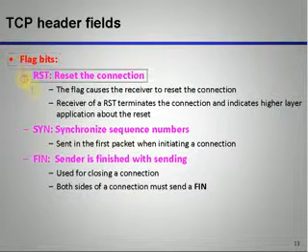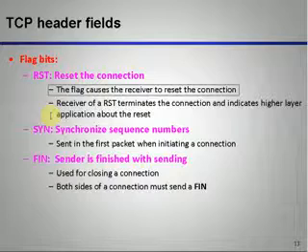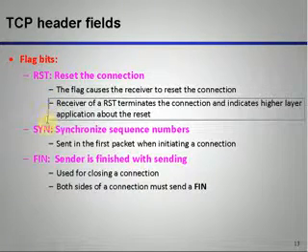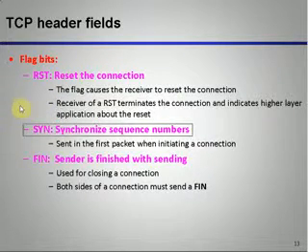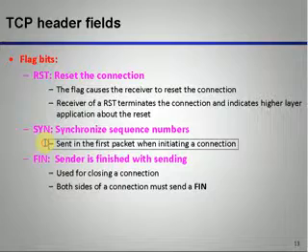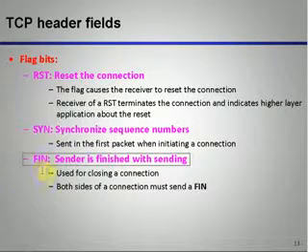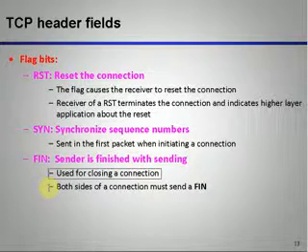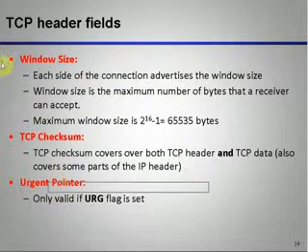Flag bits. RST, reset the connection. The flag causes the receiver to reset the connection. The receiver of a RST terminates the connection and indicates to the higher layer application about the reset. SYN, synchronize sequence numbers. Sent in the first packet when initiating a connection. FIN, sender is finished with sending, used for closing a connection. Both sides of a connection must send a FIN.